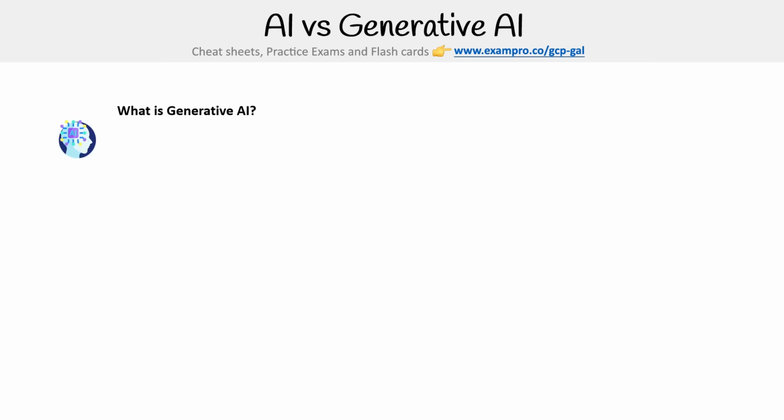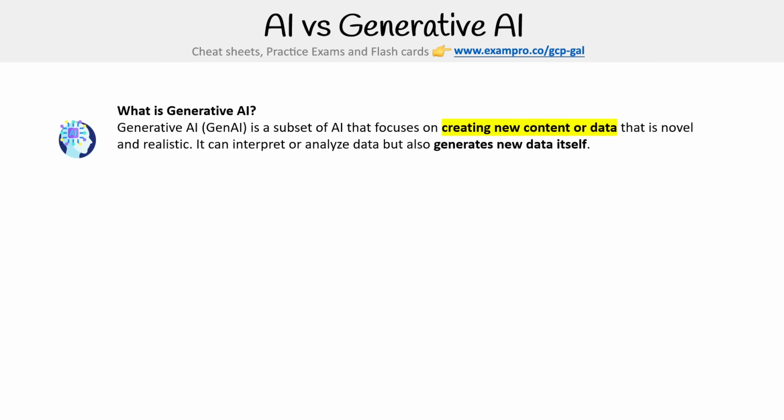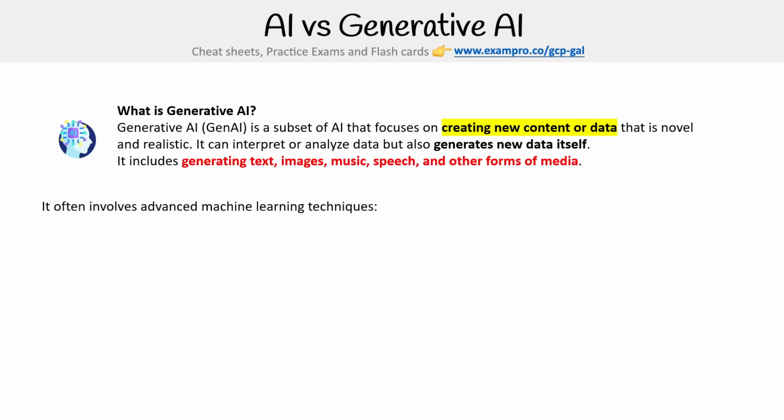Now let's take a look at generative AI. Generative AI, often initialized as Gen AI, is a subset of AI that focuses on creating new content or data that is novel and realistic. It can interpret or analyze data, but also generate new data itself. Types of content it produces would be text, images, music, speech, and other forms of media. It often involves advanced machine learning techniques.